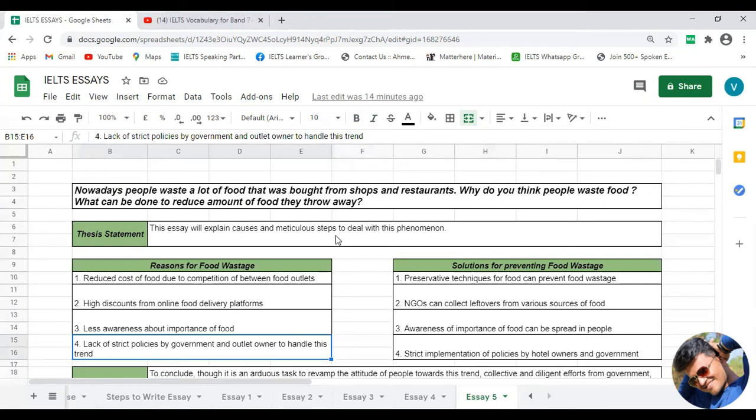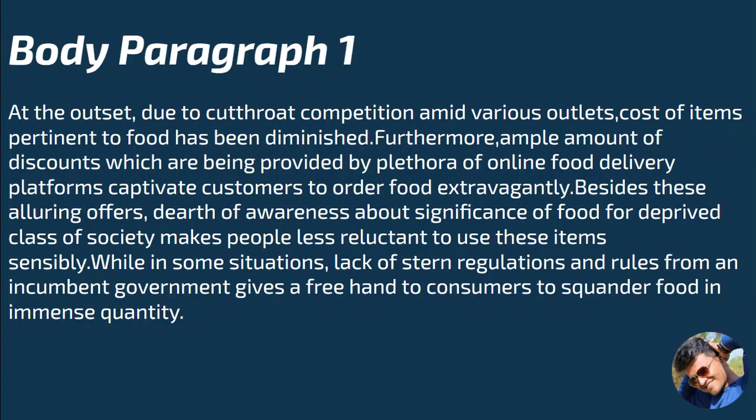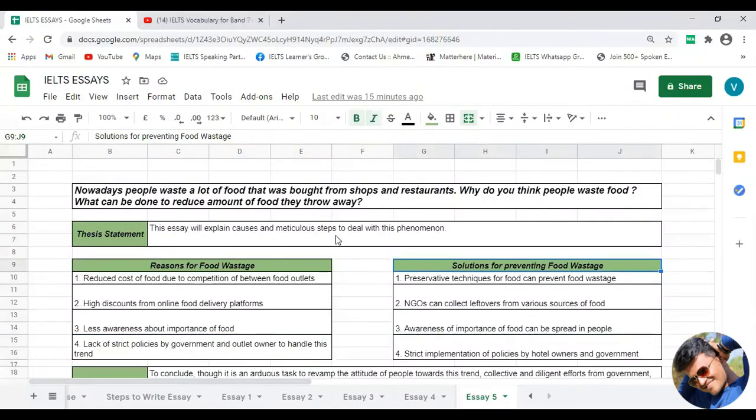I hope you understand all these 4 points in a comfortable way. Now let's see, by using these 4 points, how we can develop our body paragraph number 1. In body paragraph number 2, we are going to discuss solutions for handling the problem of food wastage. So without wasting any time, let's start discussing body paragraph number 2.